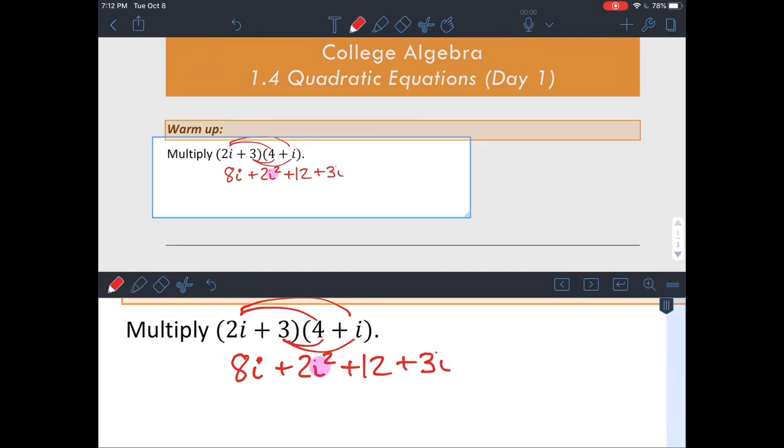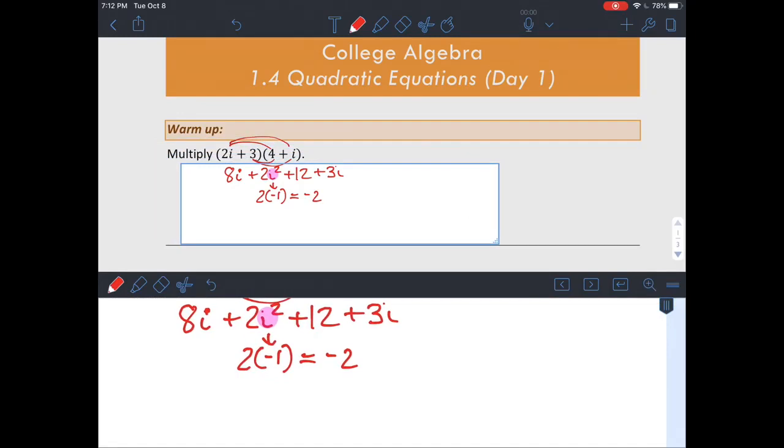Don't forget to turn i squared into -1. So then you have 2 times -1 gives you a -2. You can do your 8i plus 3i and get 11i. And then your -2 plus 12 gets you 10.